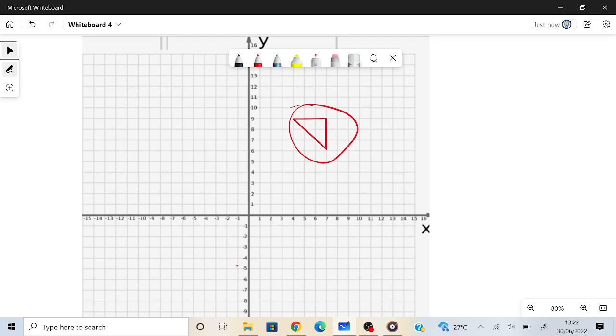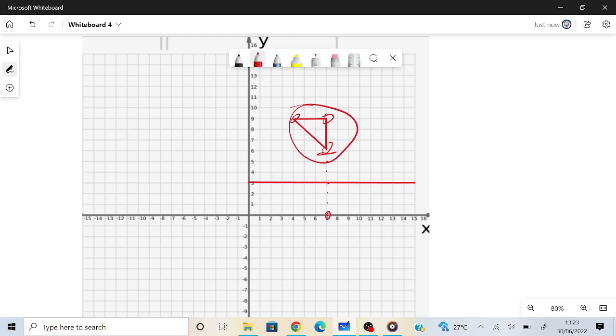So if it says to me to reflect the image in the line y equals 3, I know that y equals 3 is this line over here. And all I have to do is take the shape up here and reflect it onto the other side. How I would do that is I would count from the top vertex over here the number of spaces it takes to reach the line. So in this case, 1, 2, 3, and then count the same amount of spaces on the other side of the line. So 1, 2, 3, and mark that point there.